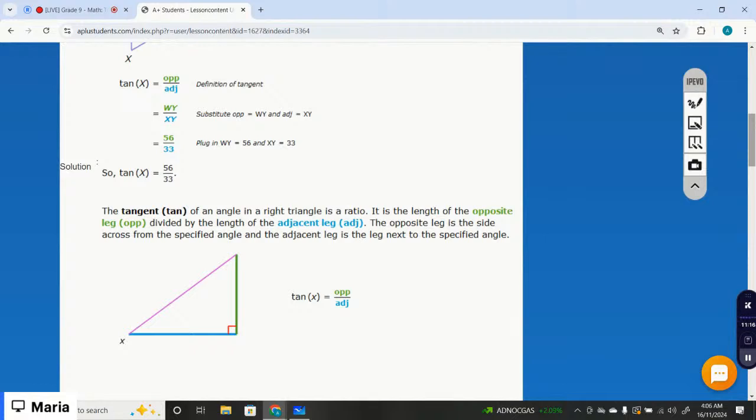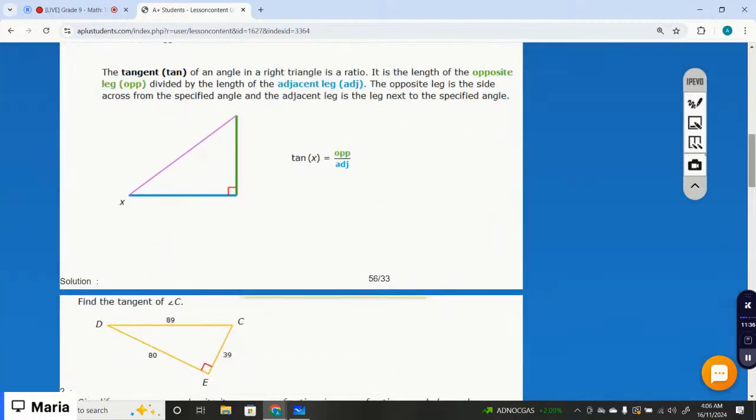So the tangent of an angle in a right triangle is a ratio. It is the length of the opposite leg divided by the length of the adjacent leg. The opposite leg is the side across from the specified angle and the adjacent leg is the leg next to the specified angle. So tangent of angle S is opposite divided by adjacent.